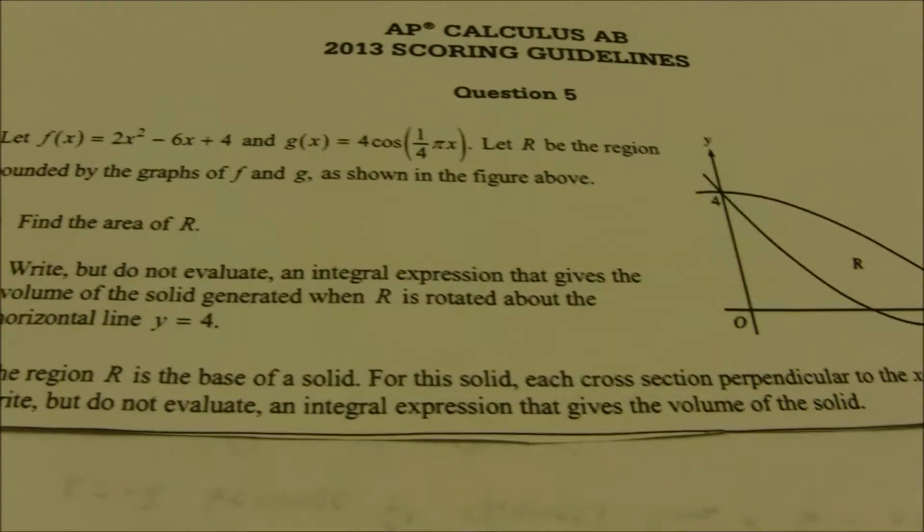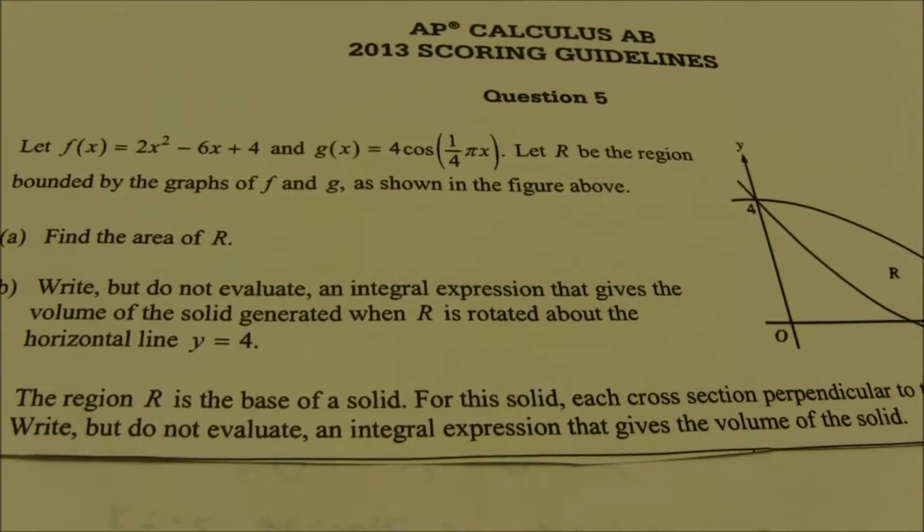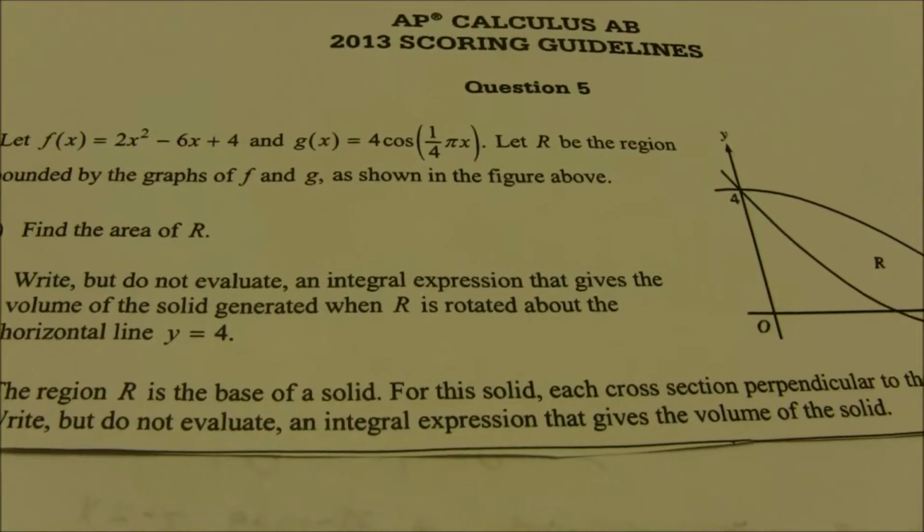All right, so we've got this region bounded by these two functions. That upper function there is the cosine function. The lower function is the quadratic. It's an upright quadratic, so you can see that there. First of all, they want me to find the area of region R.